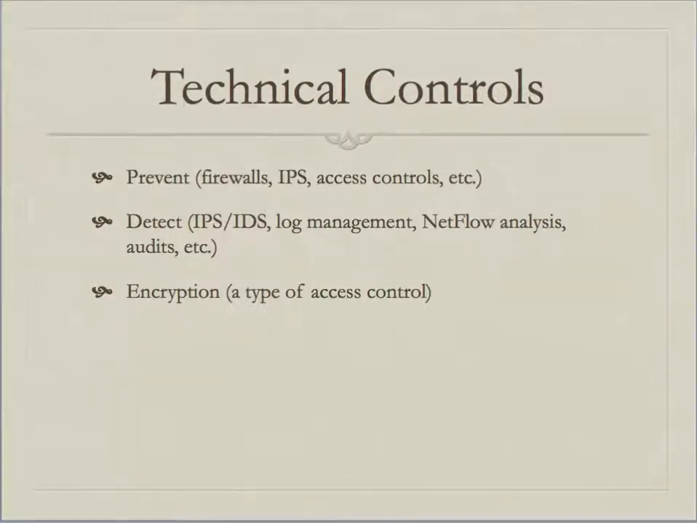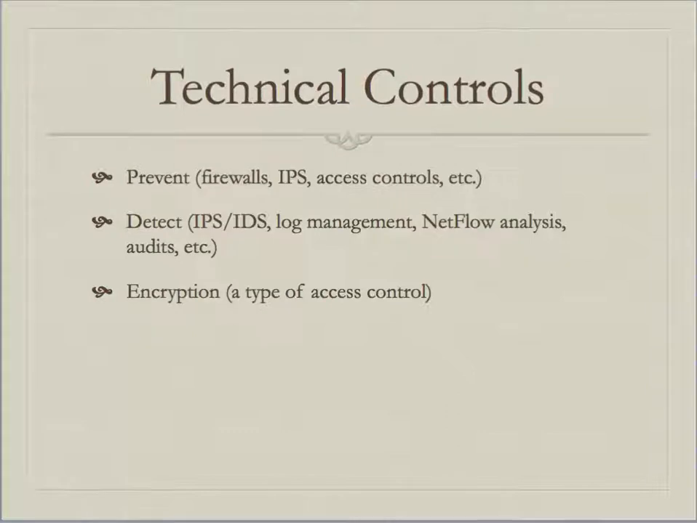So now let's take a look at technical controls. Technical controls fall into two major categories for the purposes of this class: prevent and detect. And then we're going to include encryption, although it's a type of access control which falls under prevention. We're going to look at it as a separate control.